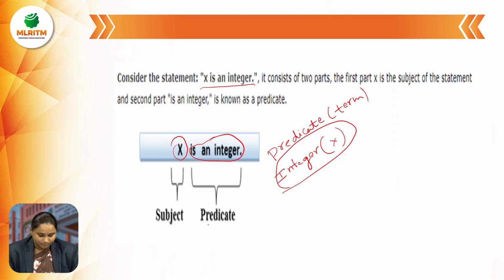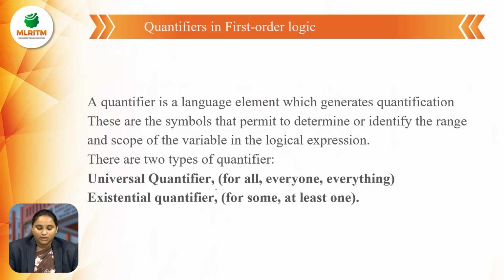Next, in first-order logic, we also have quantifiers. In this video, we will learn about quantifiers. Quantifiers are language elements which generate quantification; they are the symbols that permit us to determine or identify the range and scope of a variable in a logical expression. What we have in quantifiers is universal and existential.